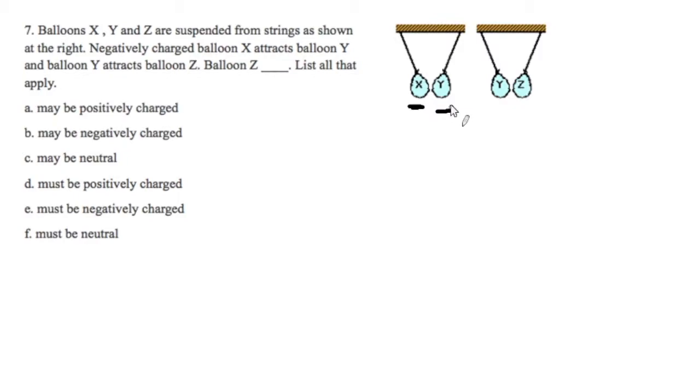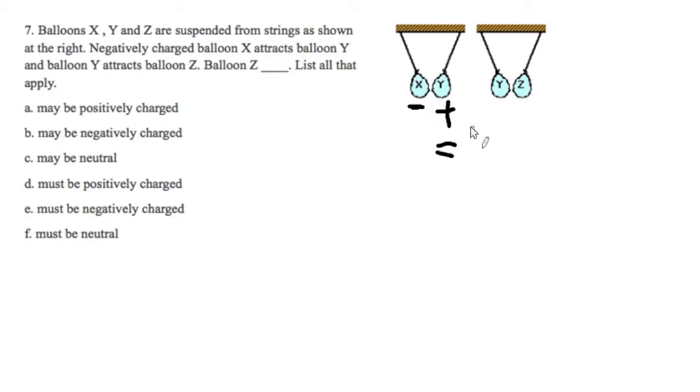or neutral. So it can be positive because a positive charge will attract a negative charge, or it could be neutral because a neutral charge, remember, is attracted to any charge. So Y could be neutral. Now, balloon Y, which is positive or neutral, attracts balloon Z.